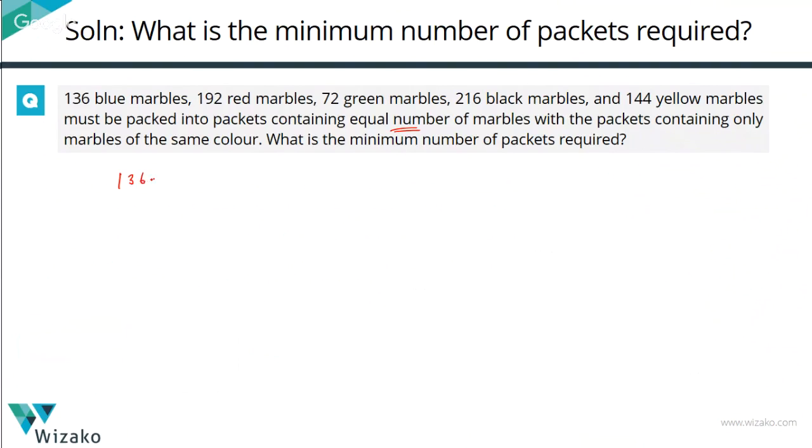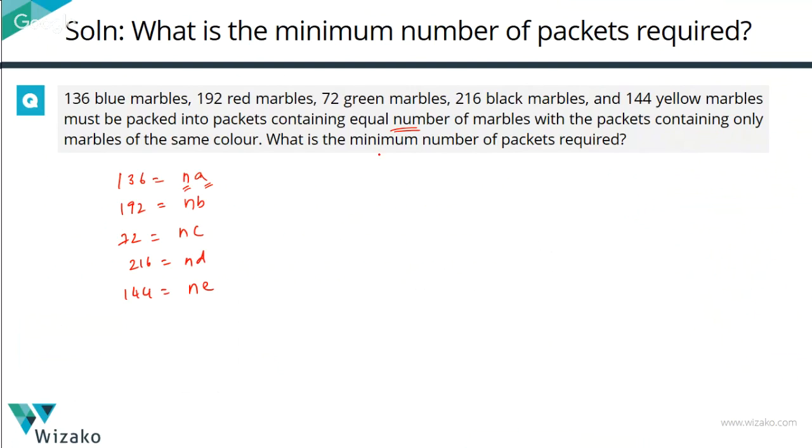136 blue marbles. Let's say I'm putting n marbles into a packet and I get a packets out of it. N into a is going to be equal to 136. Quickly run through this process. 192 red marbles. I'm going to put n marbles into it because each of these packets should contain the same number of marbles. N into b. 72 is equal to n into c. 216 is equal to n into d. And 144 is equal to n into e. So n, the number of marbles in each of these packets, is a factor common to all of these numbers. The larger the value of n, smaller the value of a in this number.